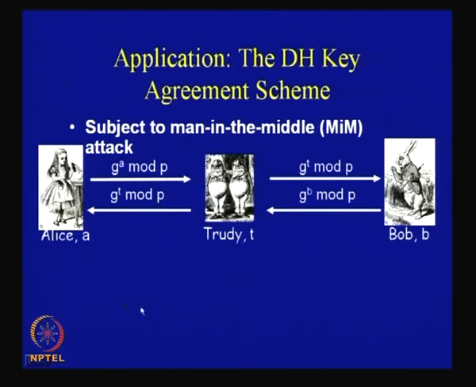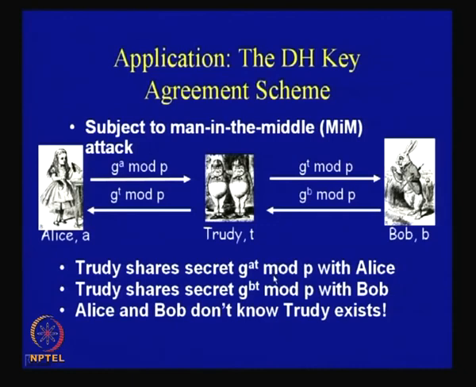Now, Alice will raise this G power of T modulo P to its own secret. Similarly, Trudy can raise G power of A modulo P to its own secret T, and obtain G power of AT modulo P. Now, what about Trudy and Bob?